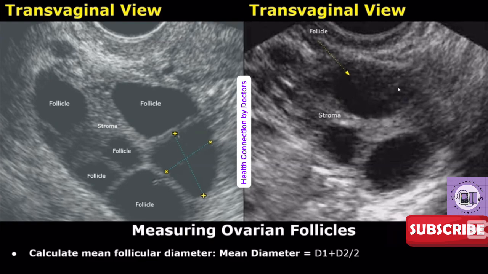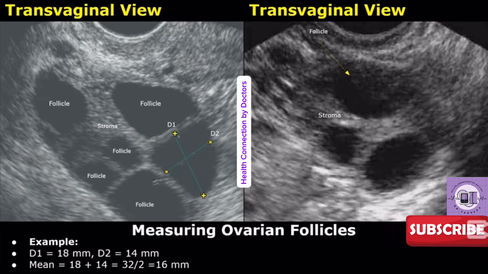Always measure the follicle at its largest visualized size. Measure inner wall to inner wall. Obtain two perpendicular diameters. Use the mean diameter for interpretation. Consistency in technique is essential for accurate serial monitoring.